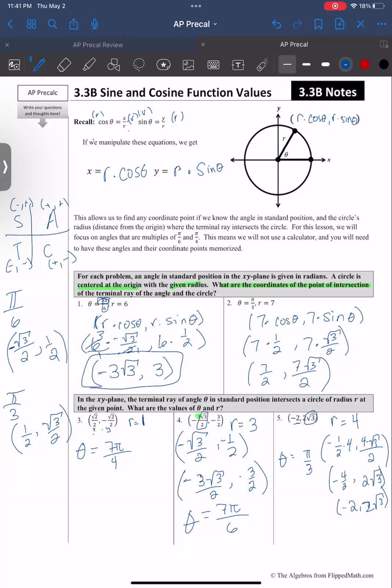And then because my cosine is negative, that means that this is in the second quadrant, meaning it's at 2 pi over 3. Okay? And that is the end of 3.3.